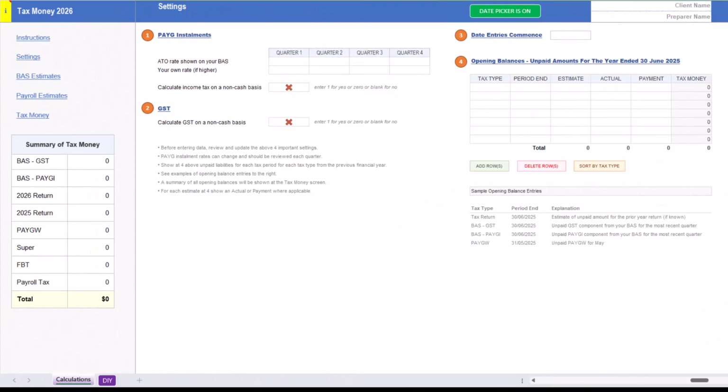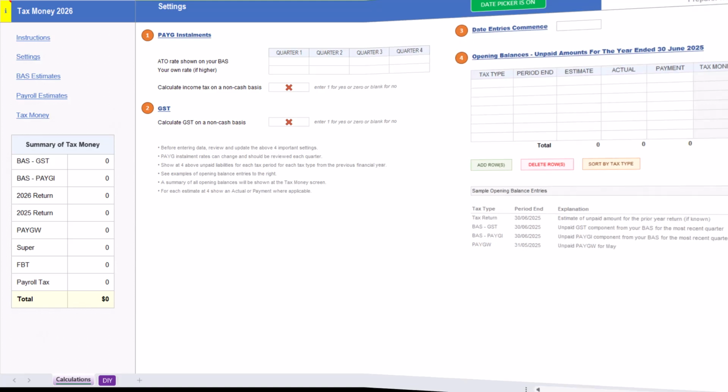He then receives a call from a client who has problems managing his company's cash flow due to mounting tax debts. Sam uses our tax money calculator to show his client how much to set aside for future tax liabilities.